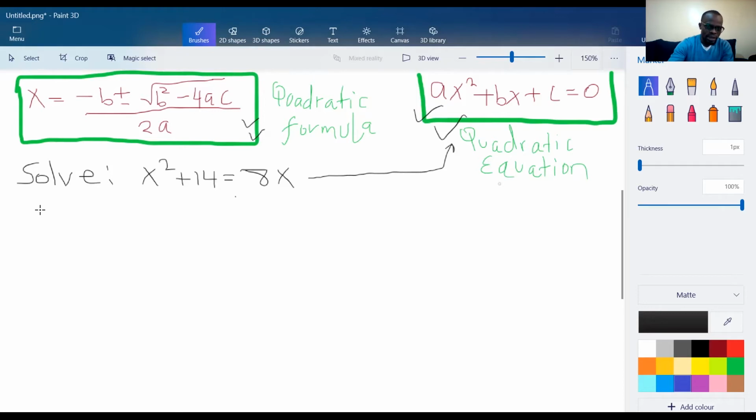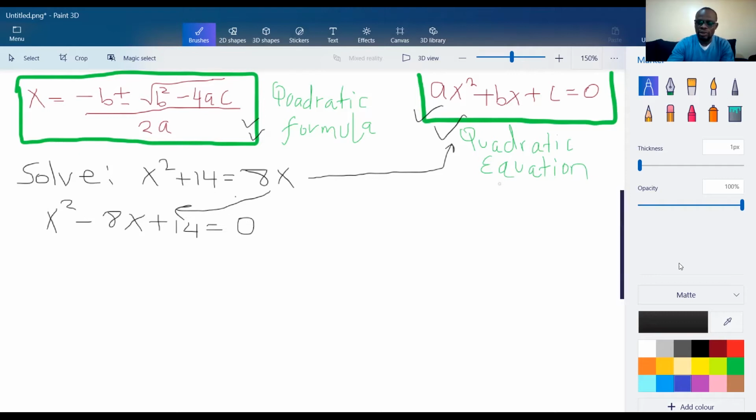So x squared is already starting, so I'll just leave it right there. But then I'll have to cross my 8x to the left-hand side of the equation. So I'll have to subtract 8x because whenever a number crosses the equal sign, its sign changes. 8x was positive on the right-hand side. Now if you bring it to the left-hand side, it becomes negative 8x. Then there was a 14. 14 was added, so it remains unchanged because it hasn't crossed the equal sign. Now that we have nothing on the right-hand side, the whole expression equals 0.